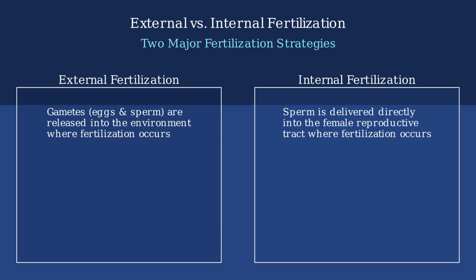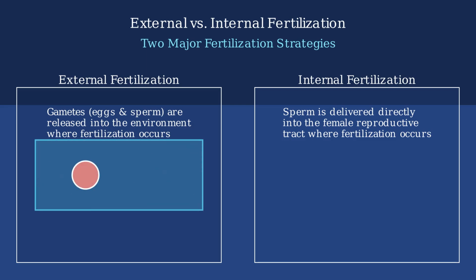female's body. In external fertilization, the female releases eggs into water, while males release sperm nearby. This typically happens in aquatic environments. The sperm swim toward the egg, and fertilization occurs in the water. Many eggs and sperm are released to increase chances of successful fertilization.